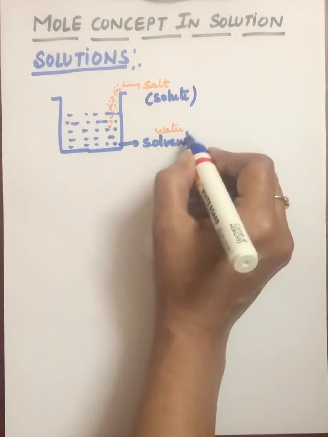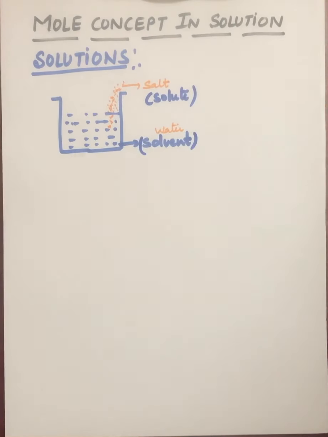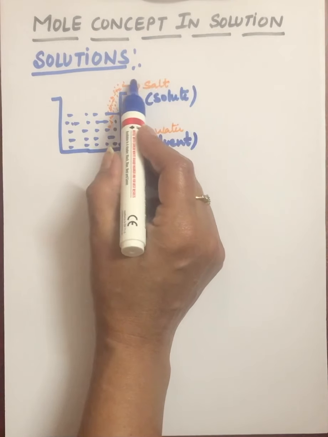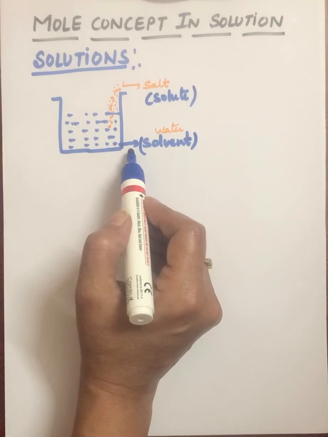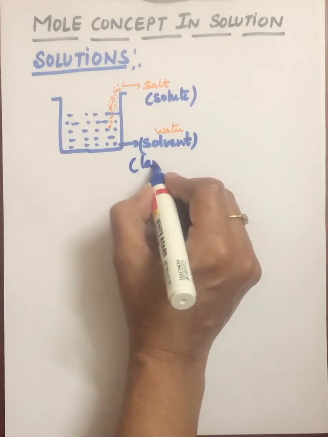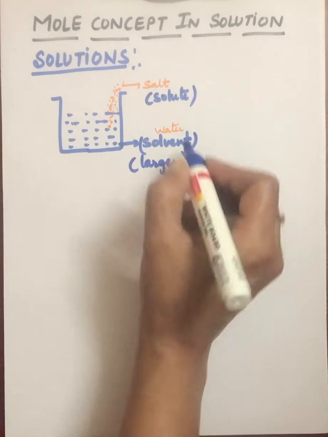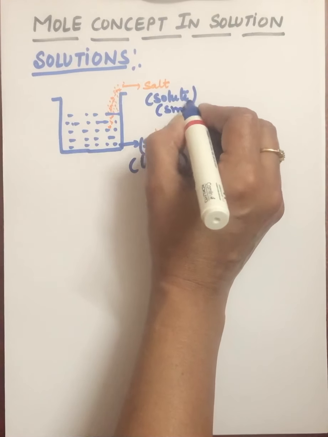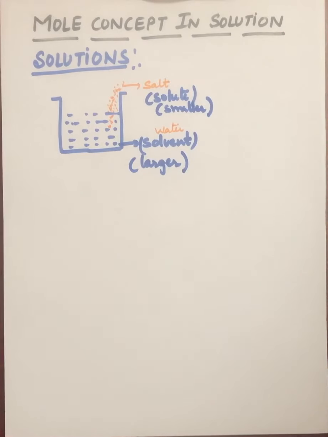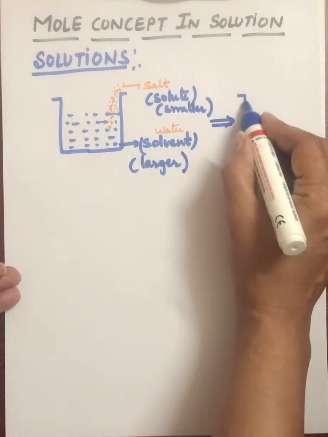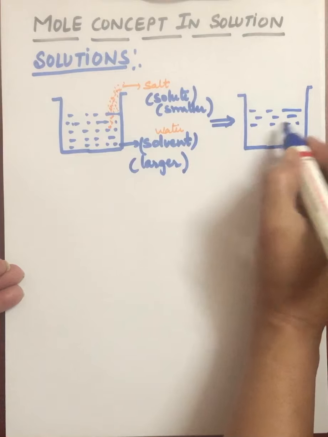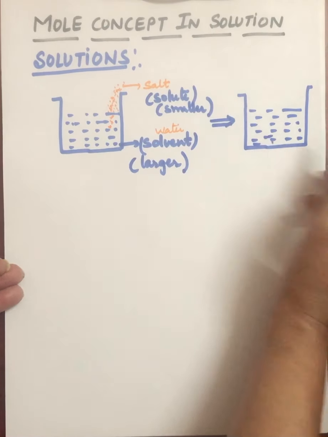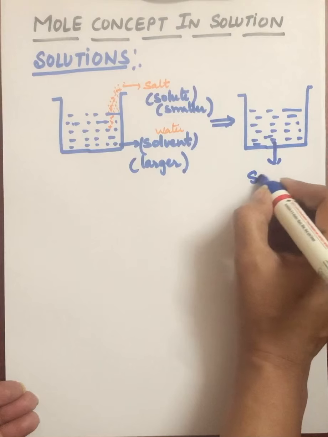Now why have we called water a solvent and salt a solute? The thing that we are adding is the solute, and the one in which we add it is the solvent. Or we can say the component which is in a larger amount is the solvent and the one in a lesser, smaller amount is the solute. So on adding salt to water, what will we get? We will get a salt solution in which the salt will uniformly mix into the water. So this is a solution.